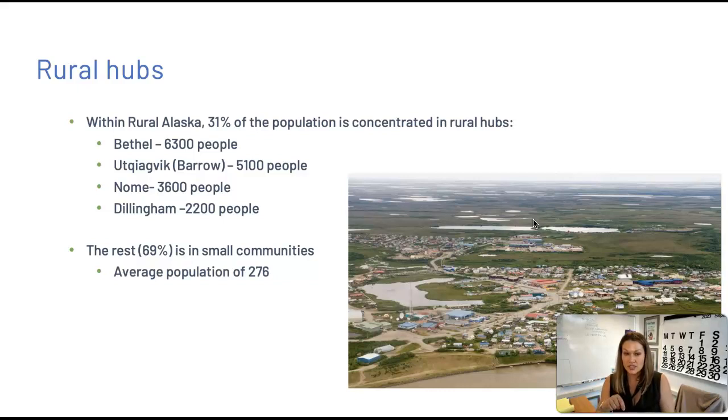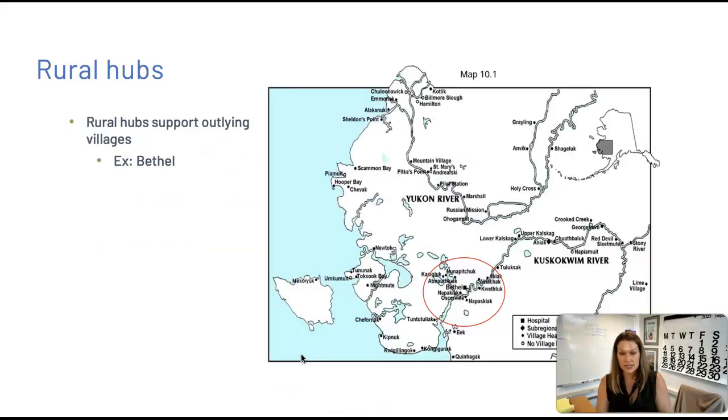So these rural hub villages like Bethel, which has 6,000 people, serve a really important purpose for the smaller outlying villages. Here is a map of the Yukon-Kuskokwim Delta, YK Delta, and you'll see circled in red there's Bethel, and you can see how close a bunch of outlying villages are. Bethel has a hospital in it, and so if a resident of one of these outlying villages needs health care, they go to Bethel first.